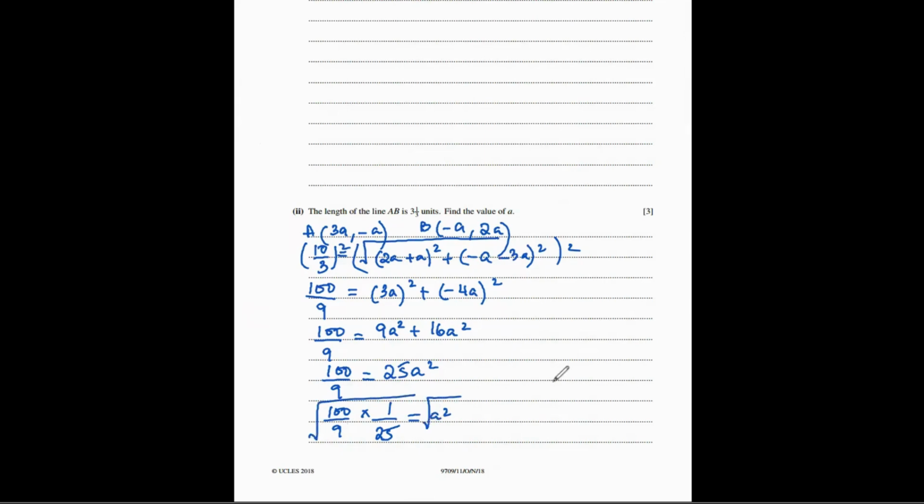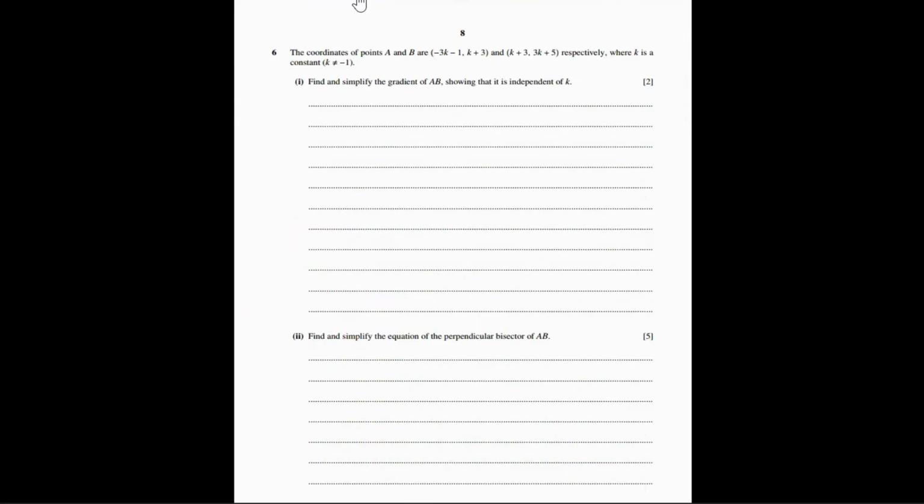If we square root both sides, it's going to be 10 over 3 divided by 5, which simplifies to 2 over 3. That is your value of a. Then it says the coordinates of points A and B are (negative 3k minus 1, k plus 3) and (k plus 3, 3k plus 5) respectively, where k is a constant and does not equal negative 1. Find and simplify the gradient of AB showing that it is independent of k.